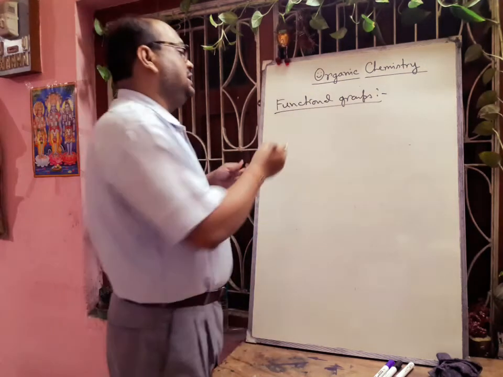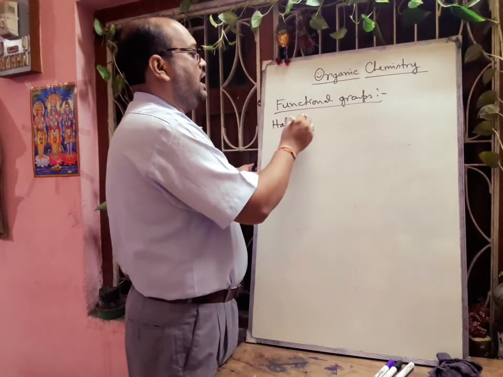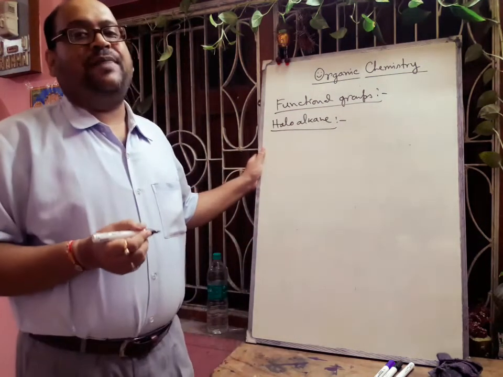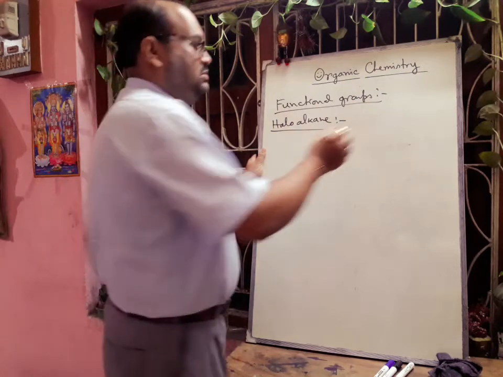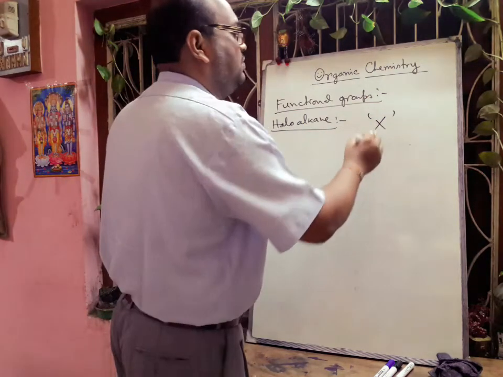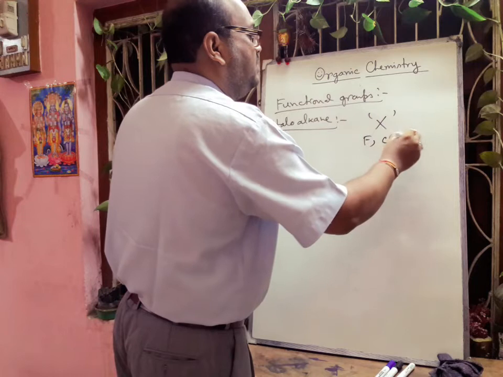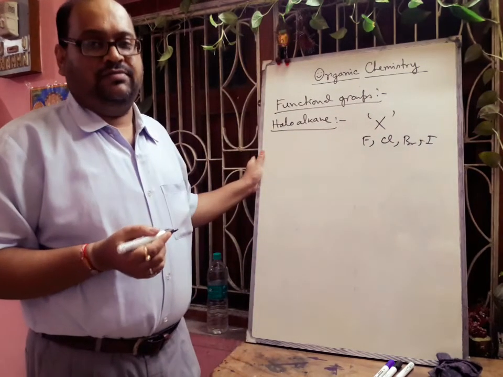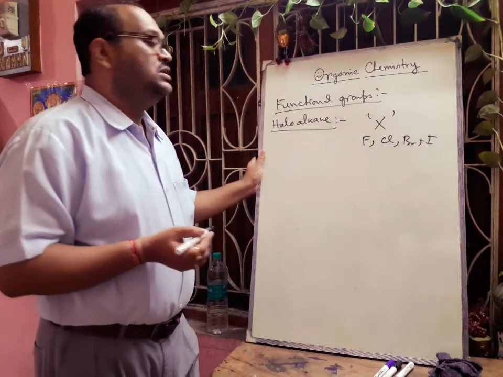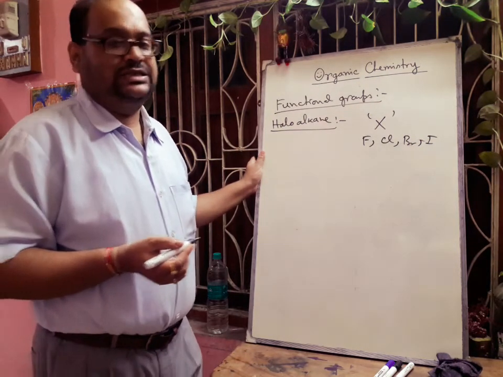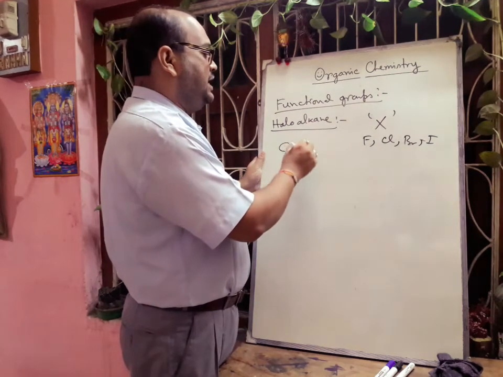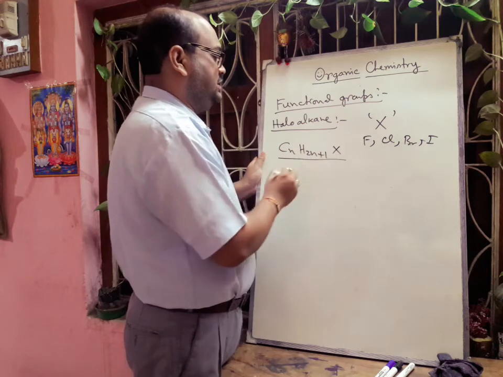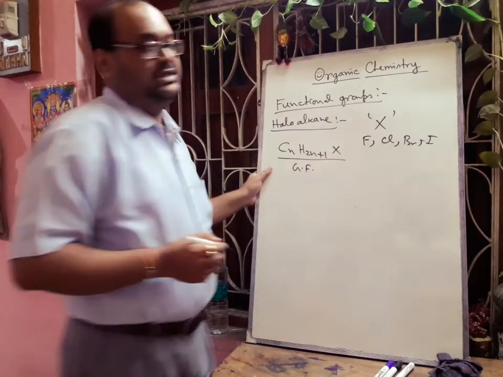First we will discuss haloalkanes. What is the functional group here? The functional group is the halogen, X. It may be fluorine, chlorine, bromine, or iodine. Okay, these 4 functional groups are possible. And what will be the general formula of this homologous series? In this case, it will be CnH2n plus 1 X.